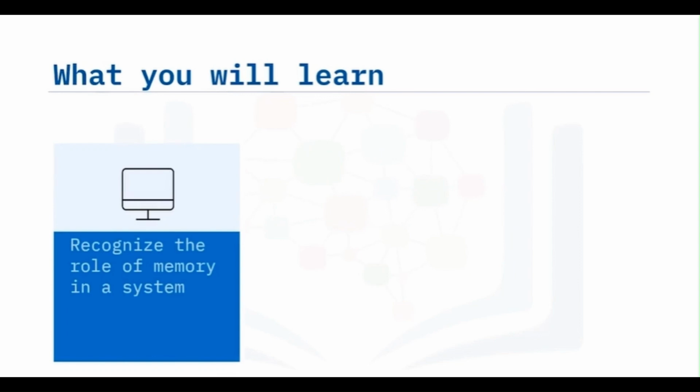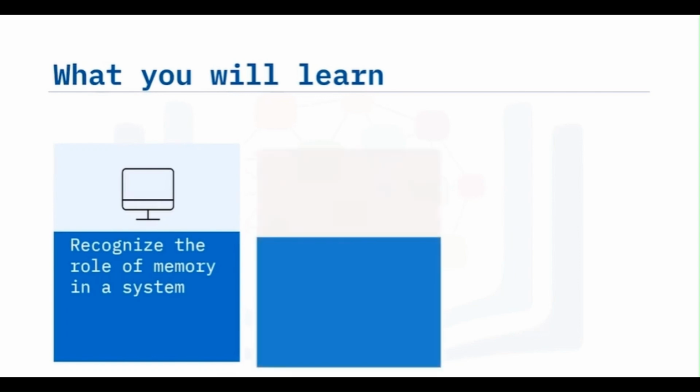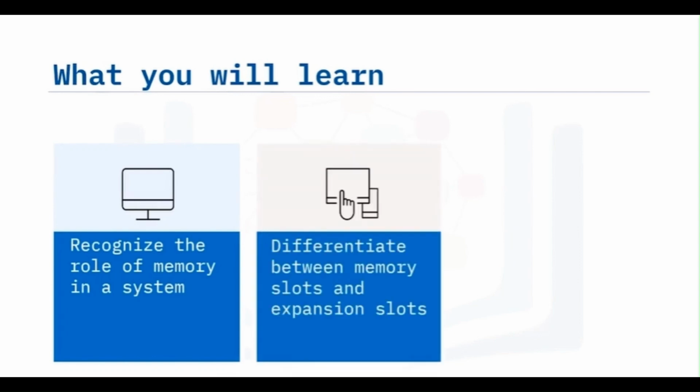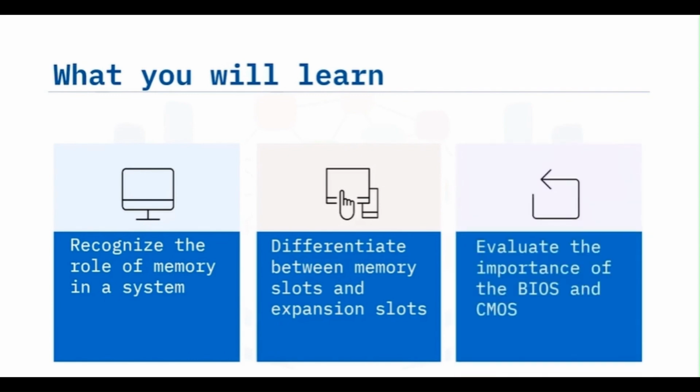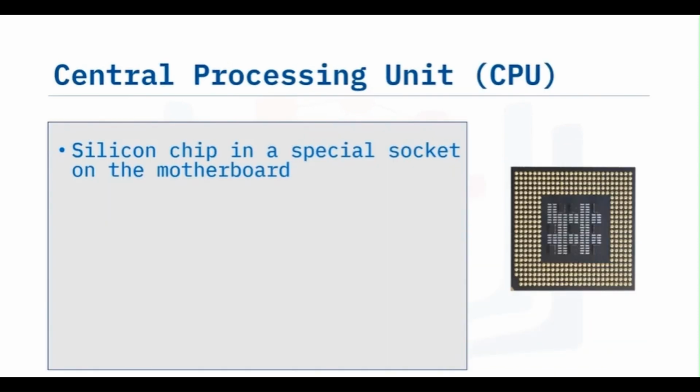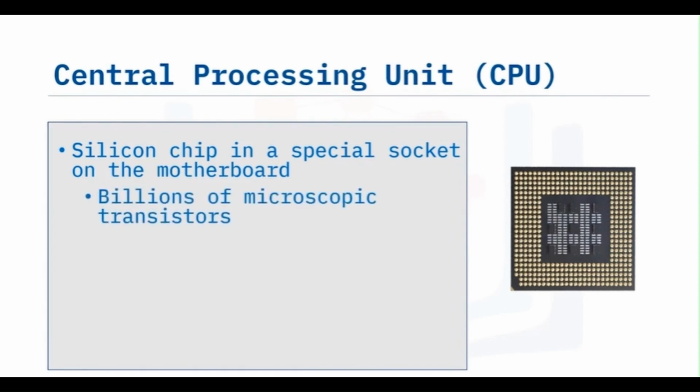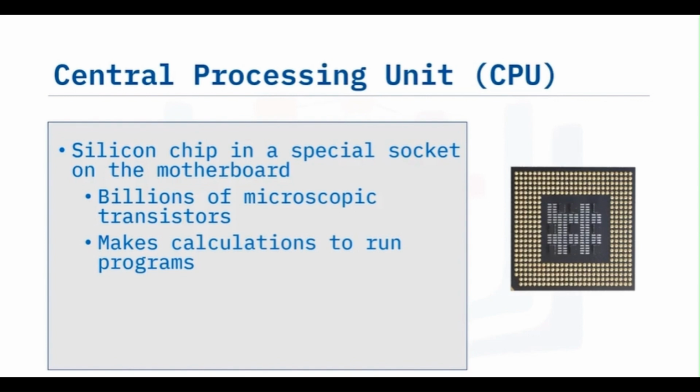After watching this video, you will be able to recognize the role of memory in a system, differentiate between memory slots and expansion slots, and evaluate the importance of the BIOS and CMOS. The CPU is a silicon chip in a special socket on the motherboard. CPUs contain billions of microscopic transistors on a single computer chip. These billions of transistors enable the computer calculations needed to run programs available in your system's memory.